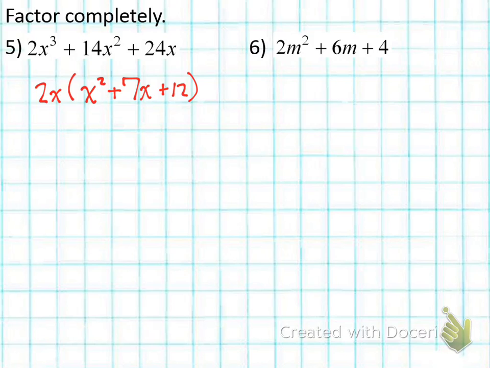GCF is done. Now we have to ask ourselves, can we do an X box? What's our A here in our X box? A is equal to 1. B is equal to? Good. C is equal to? Good. Excellent. She's on a roll.